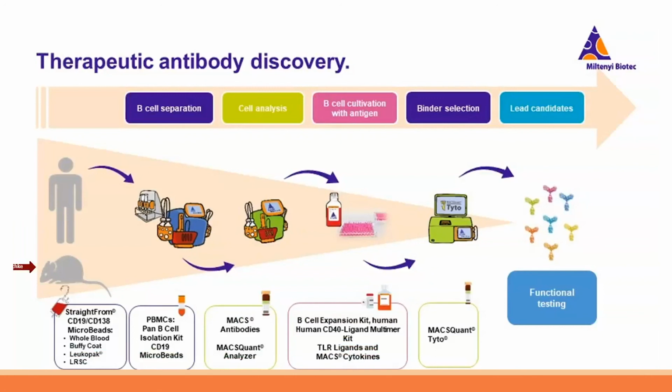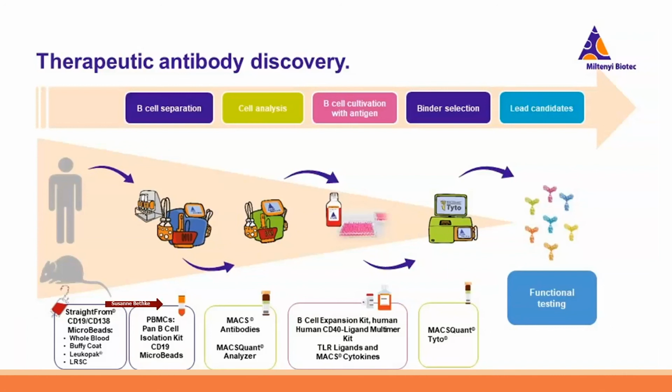This depends on what you're interested in. If you have immunized mice, or maybe a patient, as in the current cases, you maybe want to look into corona-specific antibodies. And for this, we have several kits where you can isolate your B cells from different starting materials. From human blood, we have the straight from products, where you can directly isolate your B cells from the blood or from different blood products. And we also have isolation kits that isolate the B cells from PBMCs or from mouse splenocytes. So there are all the options you need for your research to isolate your B cells.